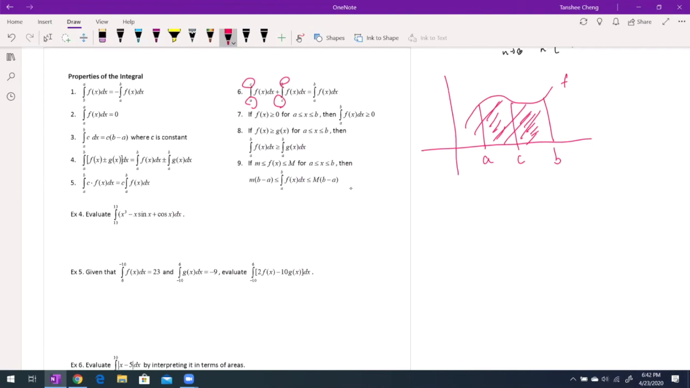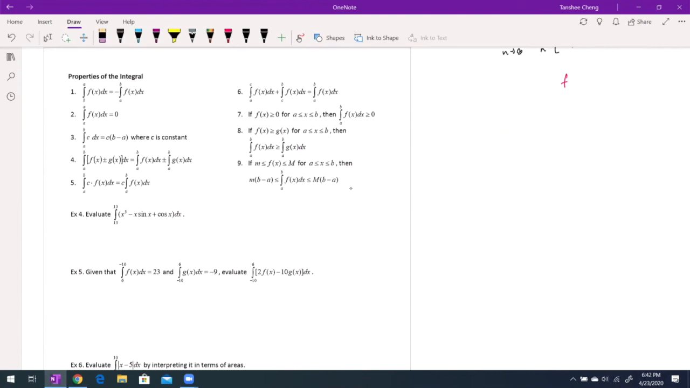So this is intuitively, geometrically shown quickly. And of course, all of these can use the definition of the definite integral to rewrite and then derive. Are we okay with that?